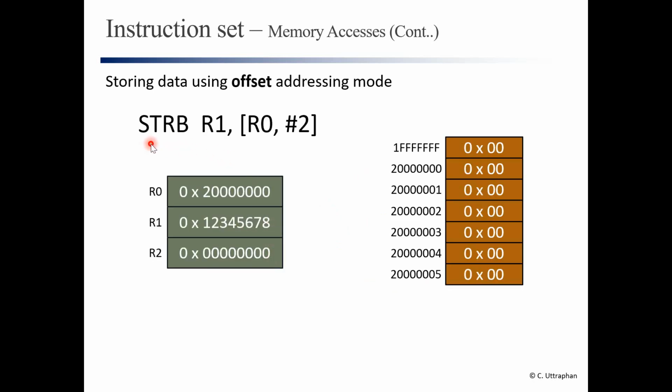For example, this store byte instruction will move the data from R1 to the memory address generated by the value in R0, which is hex 20 million, and an offset value, which is an immediate value, 2. Therefore, the effective address is hex 20 million plus 2, resulting in effective address equal to hex 20 million 2. For this, the byte data from R1, which is hex 78, will be moved to memory address hex 20 million 2, as illustrated here.